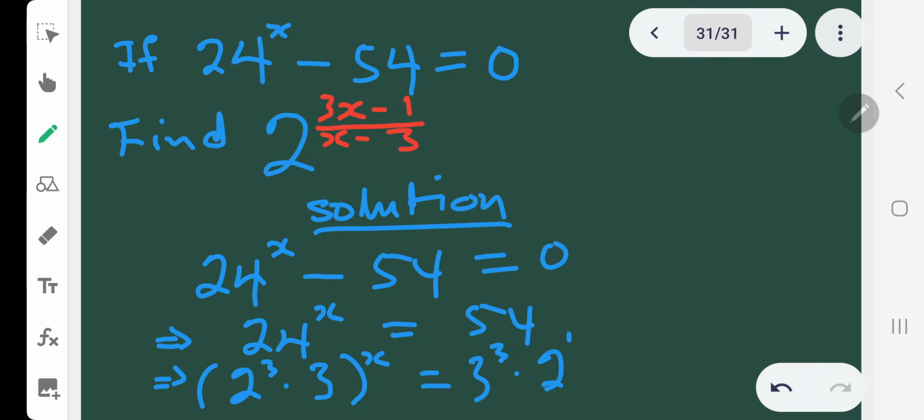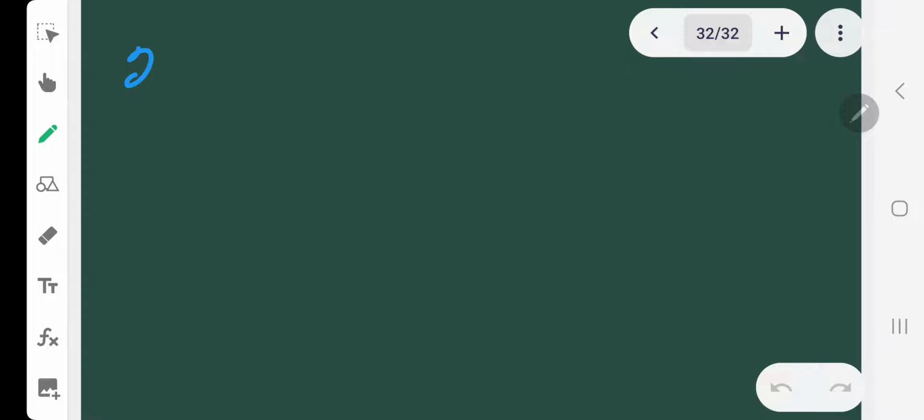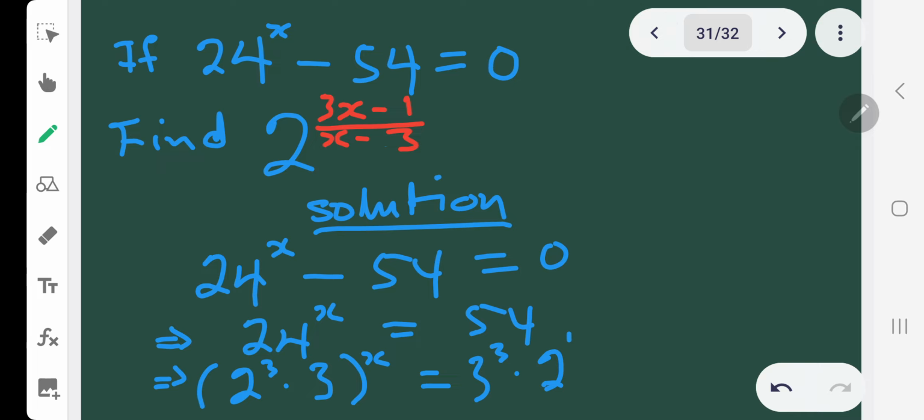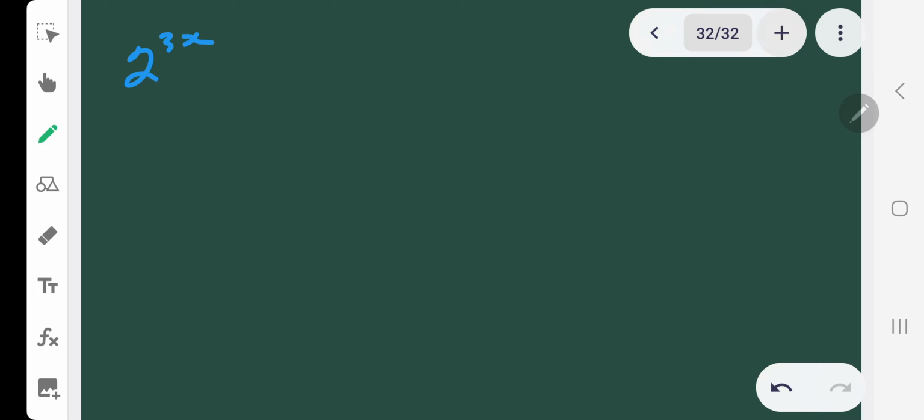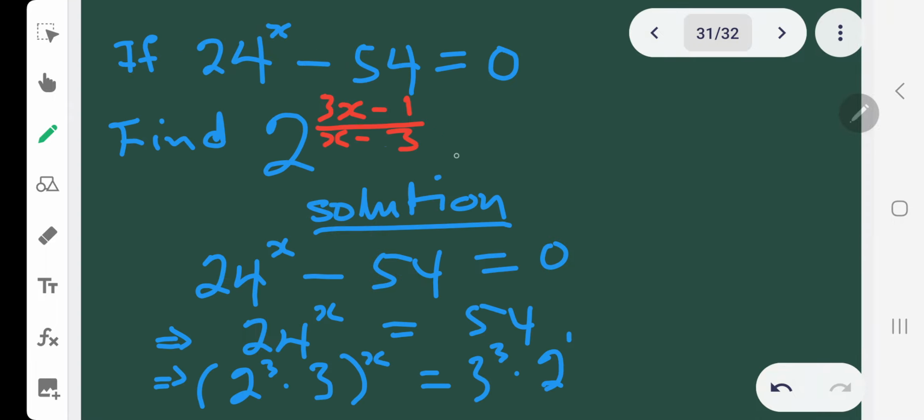So here, using one of the laws of indices, we can send this x on 2 and send this x on 3. We can do that by saying 2 raised to the power 3x multiplied by 3 raised to the power x is equal to 3 raised to the power 3 multiplied by 2 raised to the power 1.